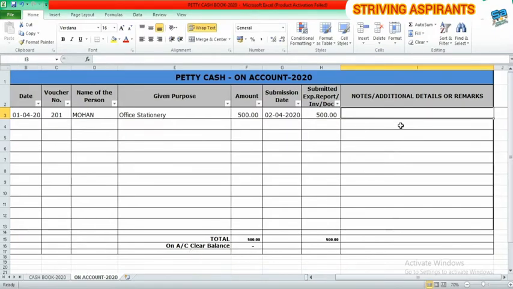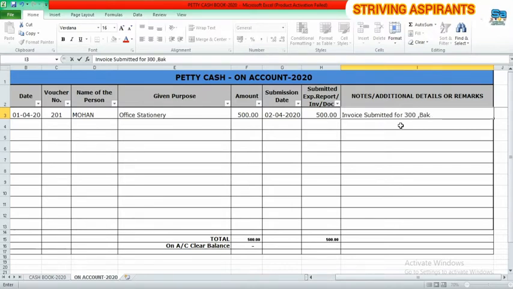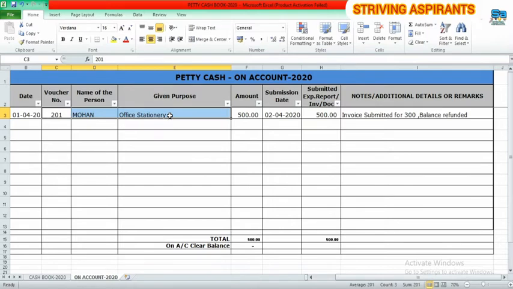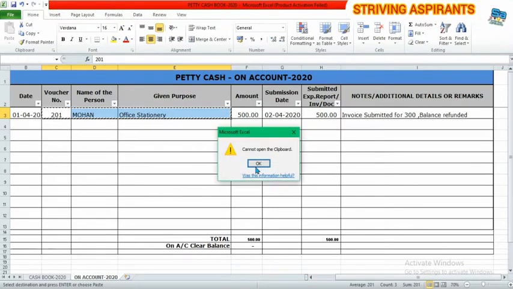Now we are closing that 500. We have to give the additional note: invoice submitted on 2nd April 2020 and the amount spent is 300 and the balance 200 is refunded. So we have closed the transaction here. So the On Account balance is also gone.